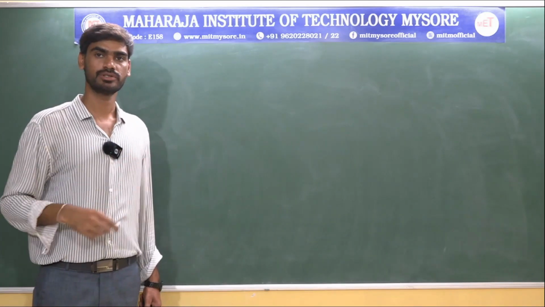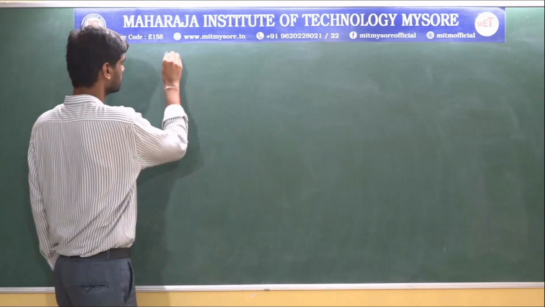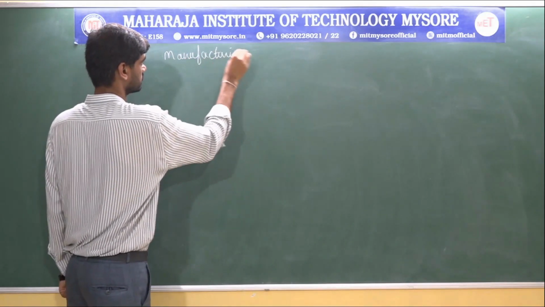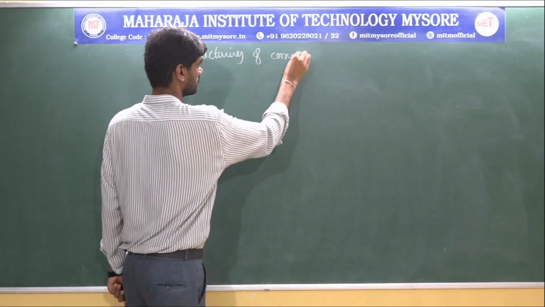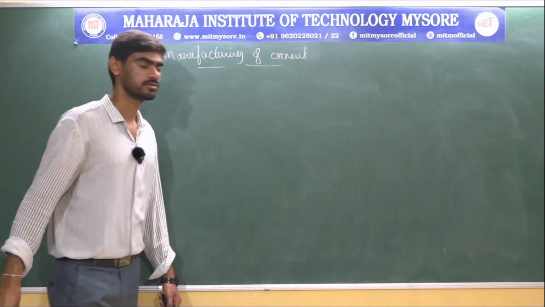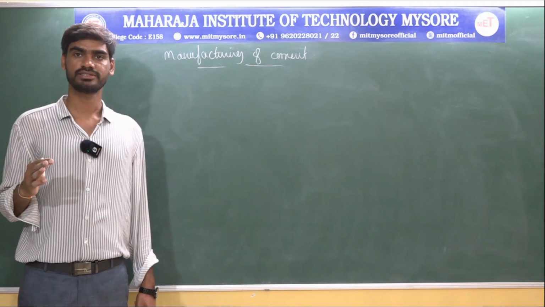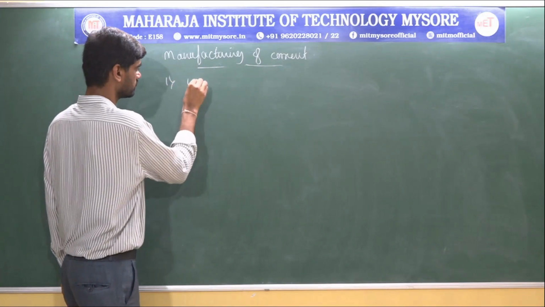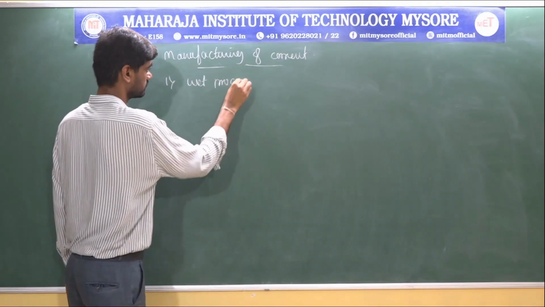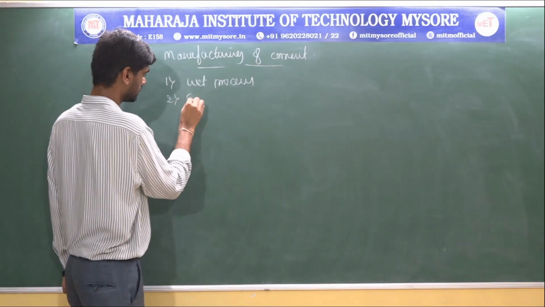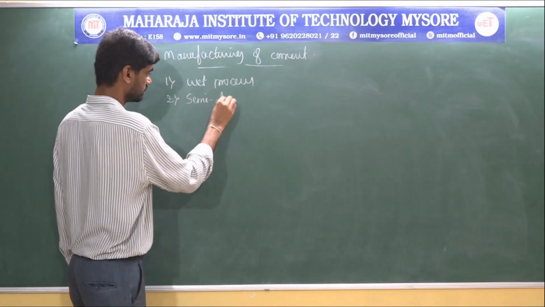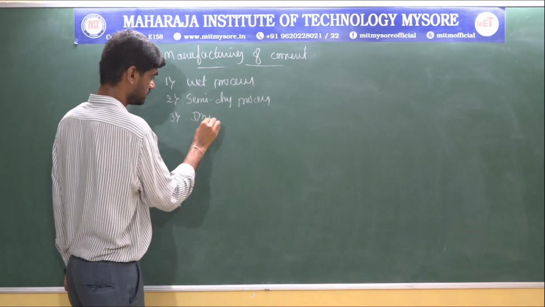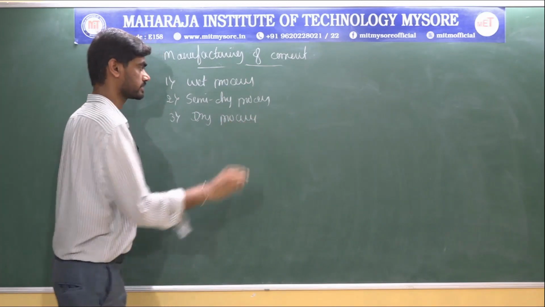So now let us discuss the manufacturing of cement. Cement is generally manufactured in three ways, namely the wet process, the semi-dry process, and the dry process.